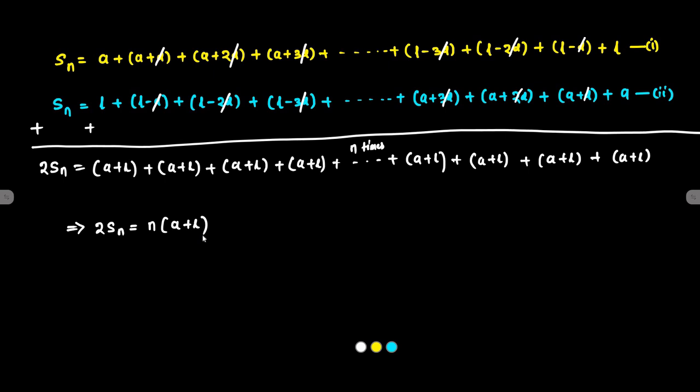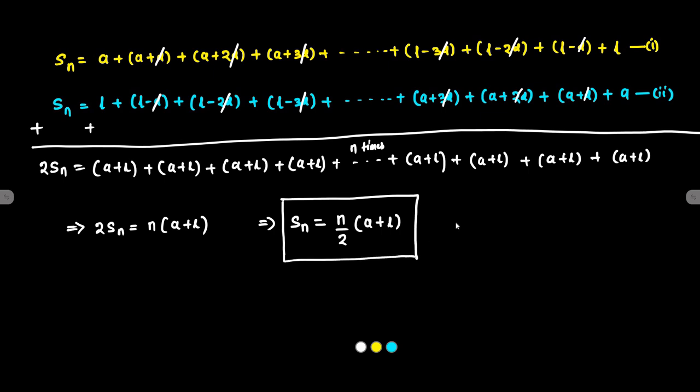Or we can write it as, that implies the sum of n terms Sn is equal to n by 2 into A plus L. Okay, this is the first important formula related to the sum of n terms of an AP. Okay, this is the first formula. Let's write it as this. Okay, the first formula here.